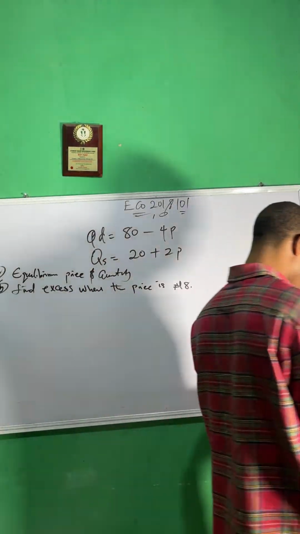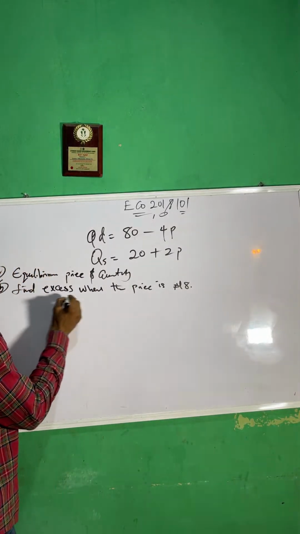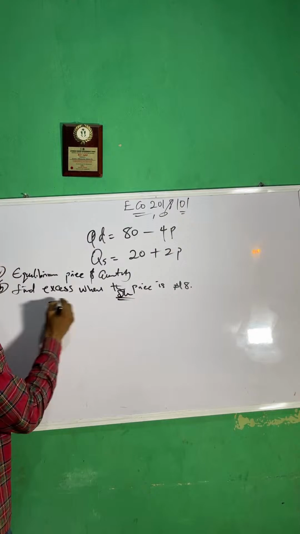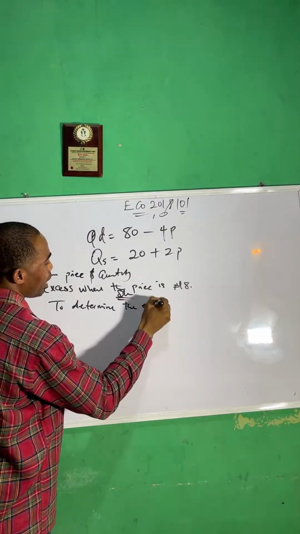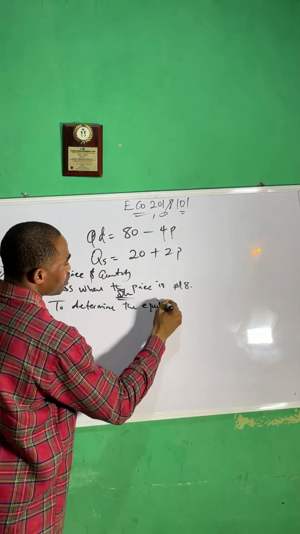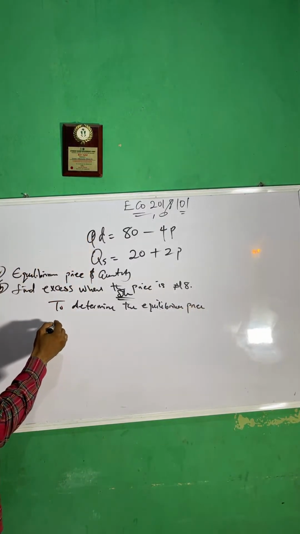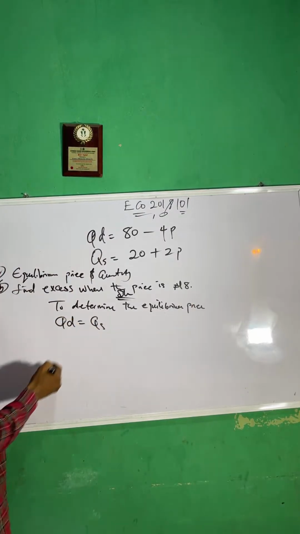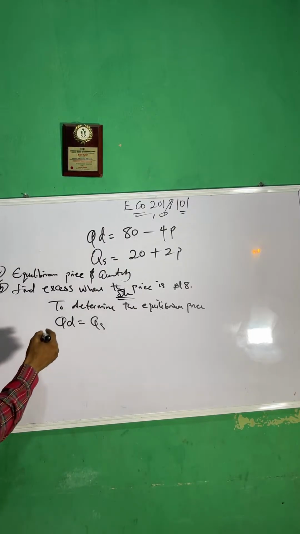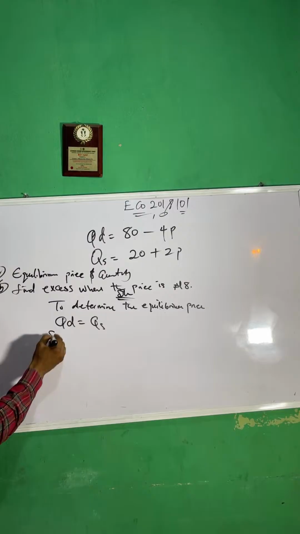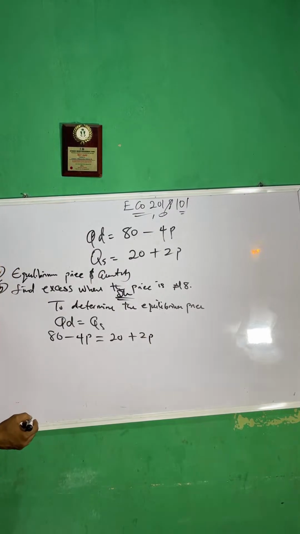So if you have a question like this, to determine the equilibrium price, that means I'll be saying that QD equals QS. That's the condition for equilibrium price. So what's my QD? My QD is 80 minus 4p equals 20 plus 2p. This is the condition for us to get the equilibrium price.